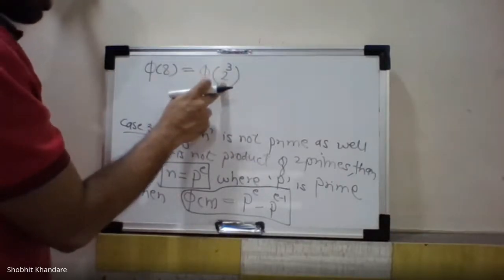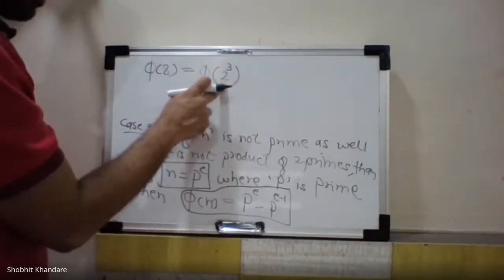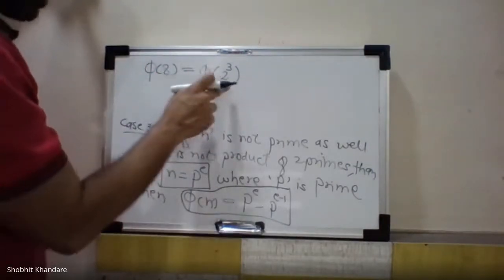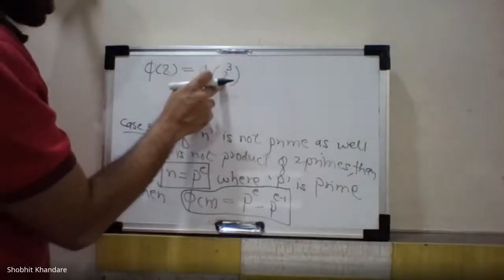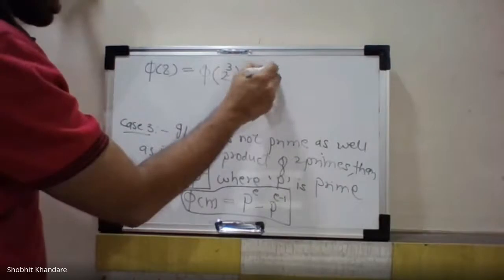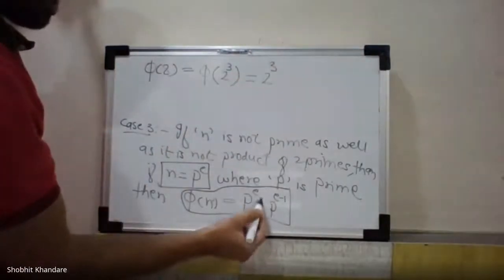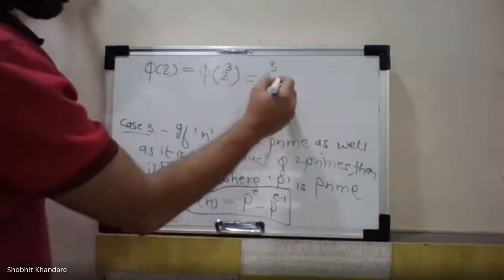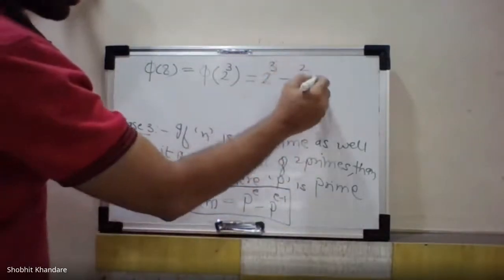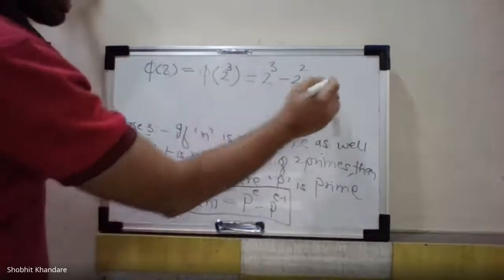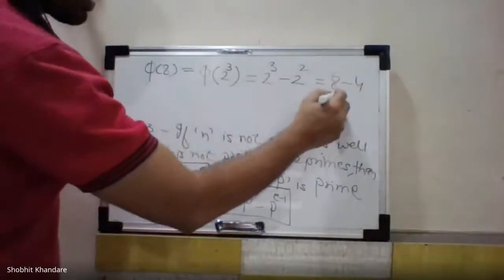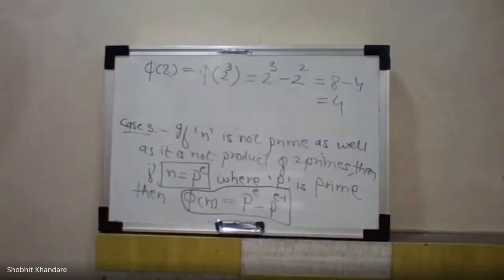So if 2 is a prime number, and I want to find the totient function of 8, and I have expressed it in the form of 2 to the power of 3, where 2 is a prime number, then directly you can write down p to the power of e minus p to the power of e minus 1, that is 2 to the power of 3 minus 2 to the power of 2. So 8 minus 4. The answer comes to be 4.